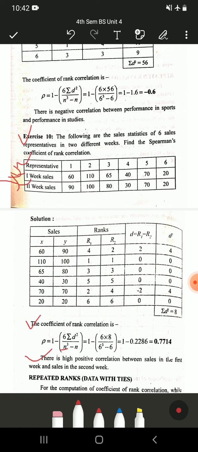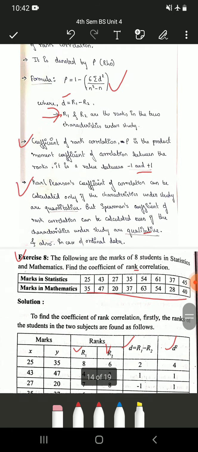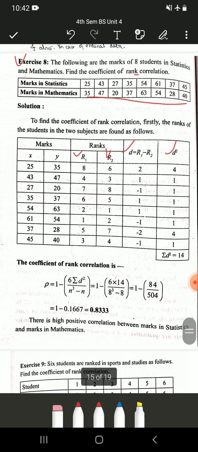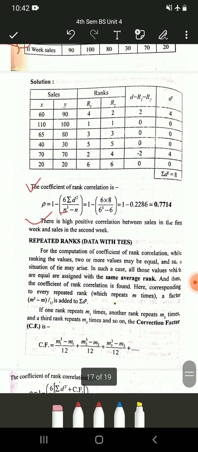So we can say there is a high positive correlation between the sales in the first week and the sales in the second week for the 6 sales representatives. So I hope this concept is clear. This is pretty easy. All you have to know is the formula and how to assign the ranks. So in the next class we will see data with ties or with repeated ranks.